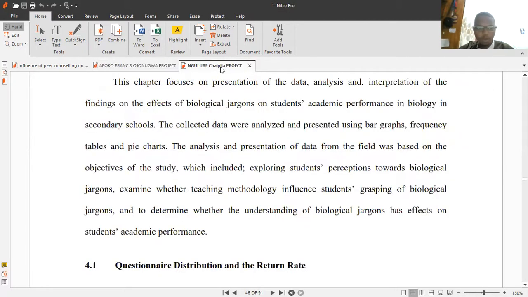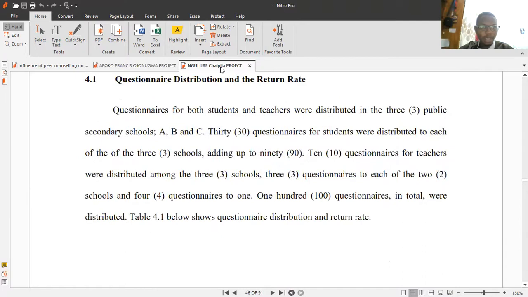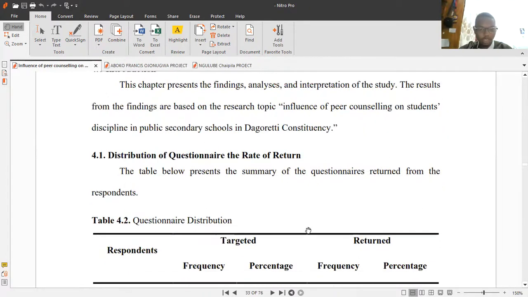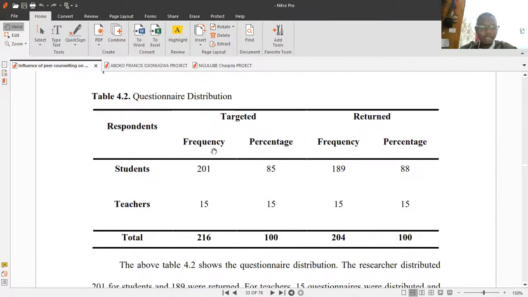Let's see if Ngulube has it. He has the return also, but he never did it in form of a table, so it becomes a little bit complicated to analyze. Let's go to Simon 2020. Yeah, he has something. It is here. You can look into that. For example, the questionnaire distribution is here, with the percentage. The respondents are here. The targeted, that is the frequency.